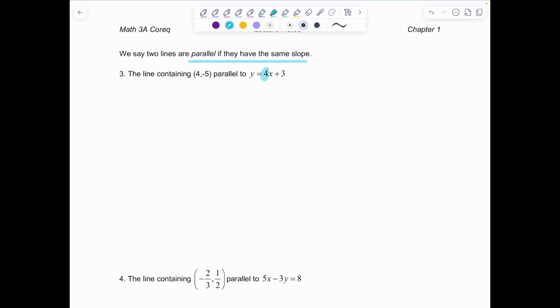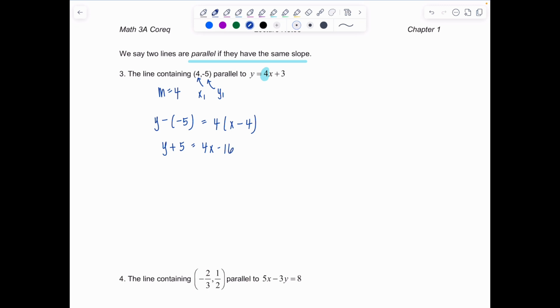m is 4, whatever coefficient is there on x. So m is 4, and then this is your x1, this is your y1. So now let's put it into point-slope form. y minus y1 equals m times x minus x1. Good. Now you call the cleanup crew. y plus 5 is 4x minus 16. Subtract the 5, so y is 4x minus 21.